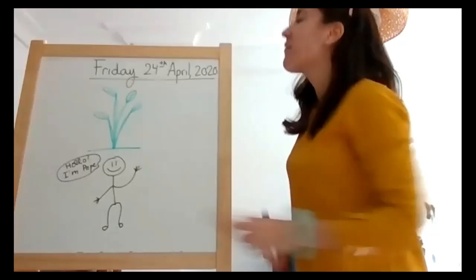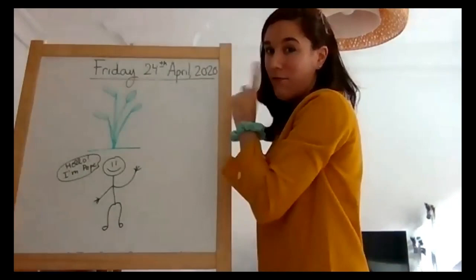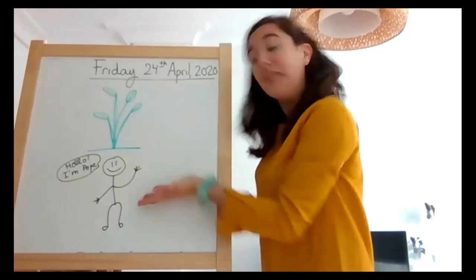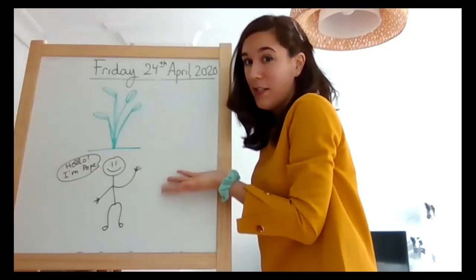Today is Friday, 24th of April, 2020, okay? So here we have a plant and we also have a human. The human's name is Pepe. That's why it says, hello, I'm Pepe, because the name of the human is Pepe. And it's saying, hi.